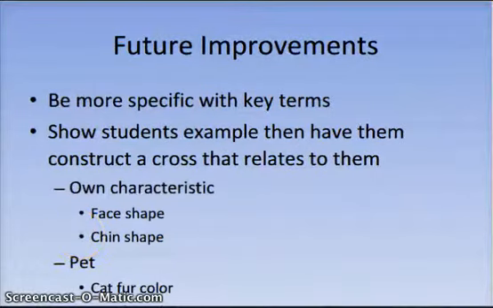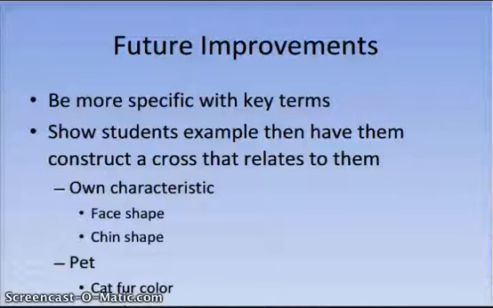Future improvements on that lesson: be more specific on key terms before I give them the worksheet, like homozygous and heterozygous and dominant and recessive. Those students need to have those key words mastered before they do this lesson. Also, show the students examples, then have them construct a cross that relates to them. I had that example before they did the worksheet, but I also could have them create their own question and do a Punnett square on that.